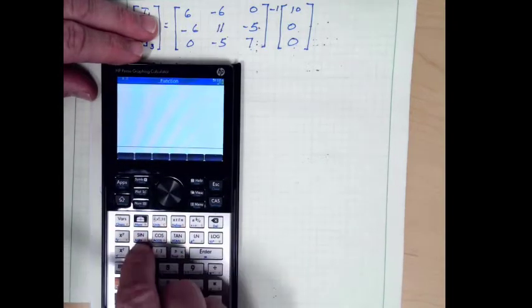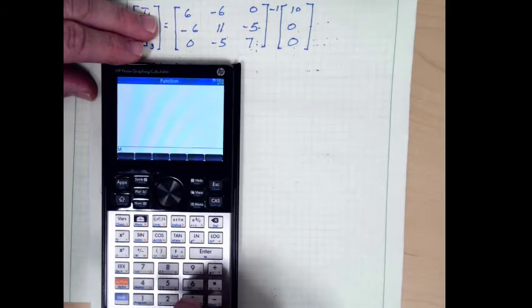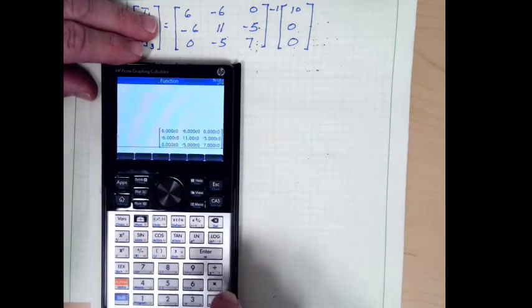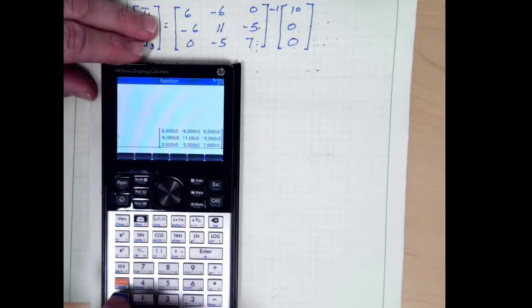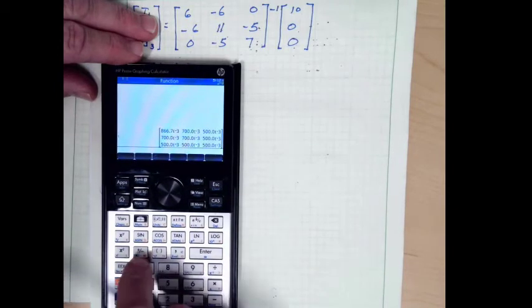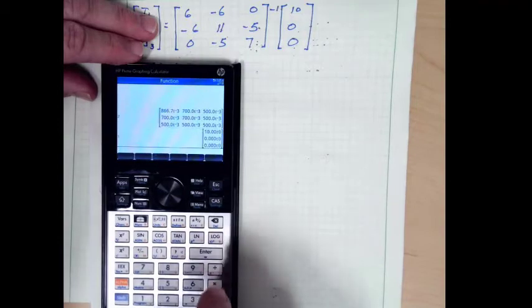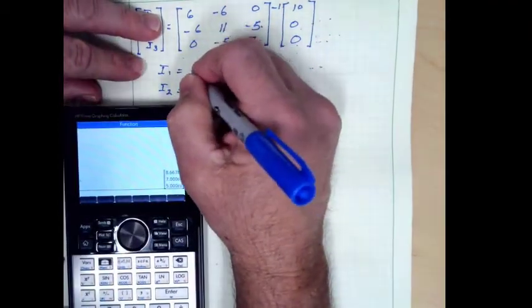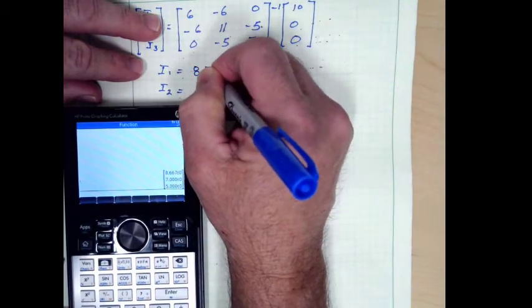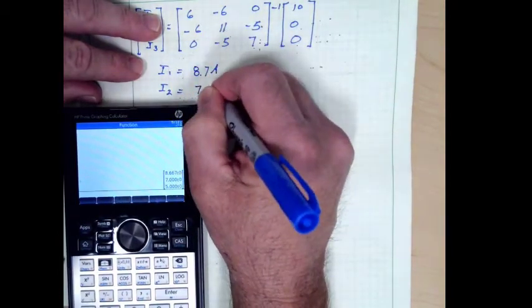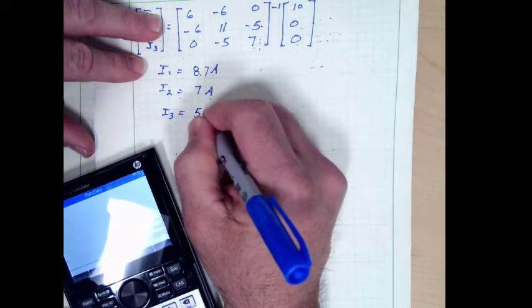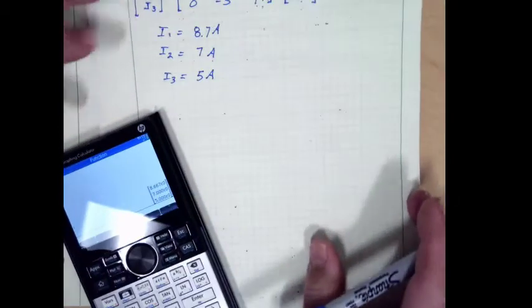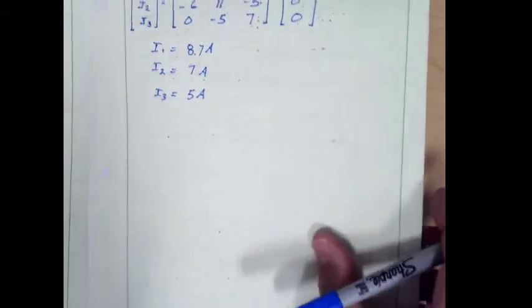And then we'll call the matrices up, and I'll find the inverse of the 3 by 3. Call up the vector, multiply them, and we get about 8.7 amps, 7 amps, and 5 amps. That's kind of unusual to come up with nice round numbers like that. But what we're looking for is I Norton.